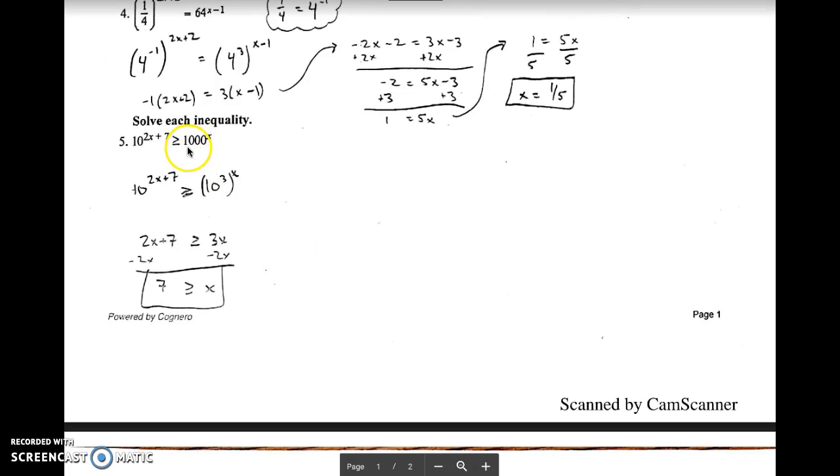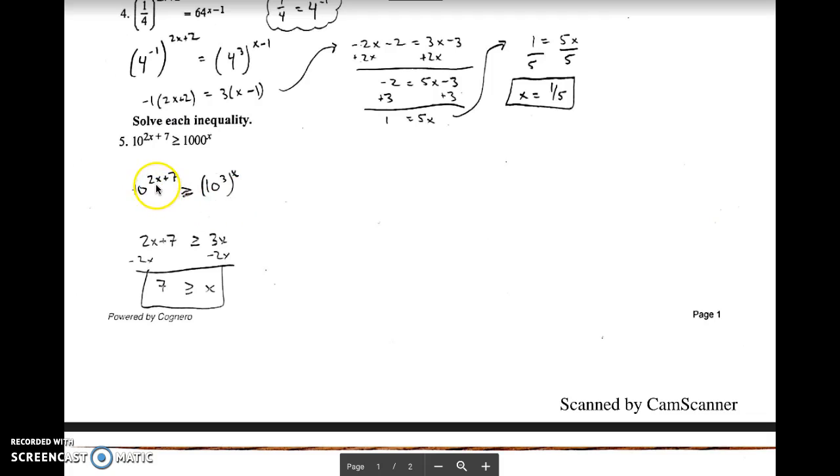Question 5, we've got an inequality, but it's basically the same process as number 4. You're trying to get the same base. This time we're working off the base of 10. If you look at the exponent table, you'll see that 1,000 is 10 to the 3rd. So I'm going to rewrite that as 10 to the 3rd. Now they have the same base.